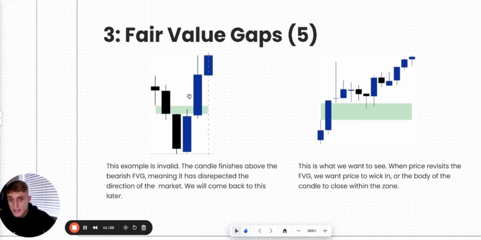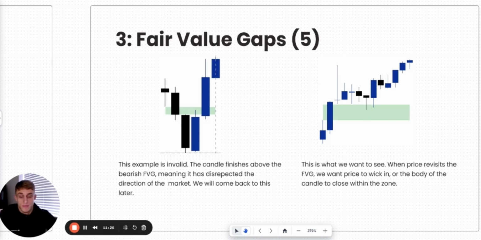We'll talk about this later because this is an inverted fair value gap. So this is something that we wouldn't enter upon. This, however, is a really perfect example. Got the fair value gap here. The candle is wicked in on 2 occasions and then came back out and continued this bullish move. It's also okay if the candle finishes inside of the fair value gap. The only problem is if the candle finishes below in the bullish example or above in the bearish example.